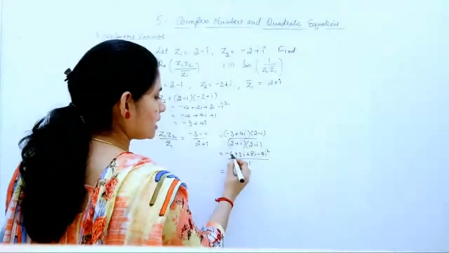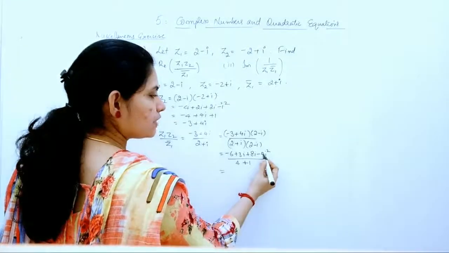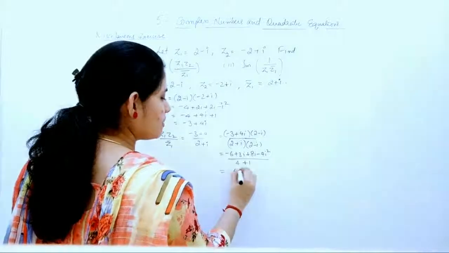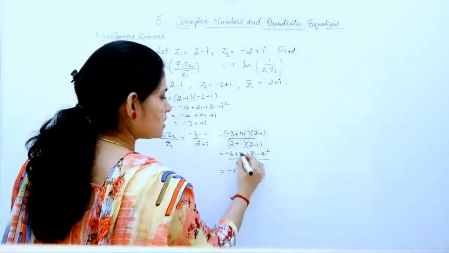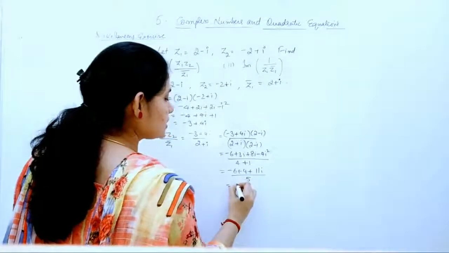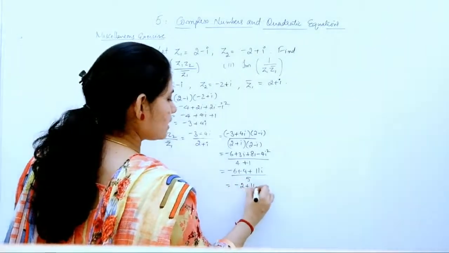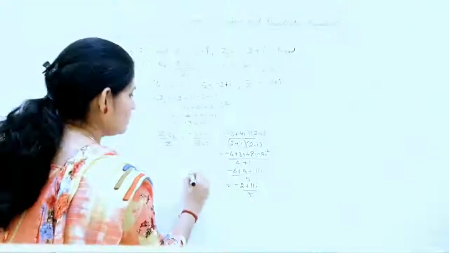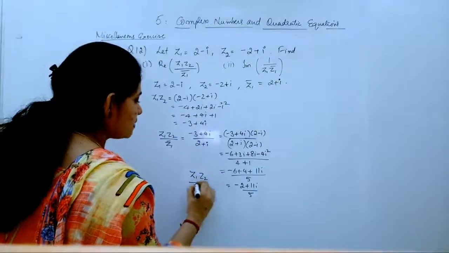Now what about the numerator? Minus 6, and here you will have minus 4 into minus 1, which is plus 4. So minus 6 plus 4, and these two will give you 11i, divided by 5. That is minus 2 plus 11i by 5. So this is your total term Z1, Z2 by Z1 bar.